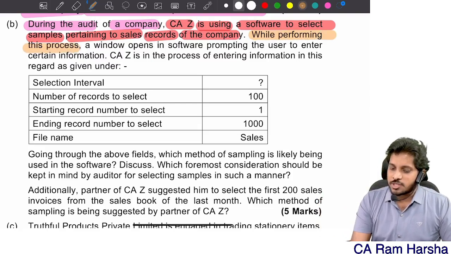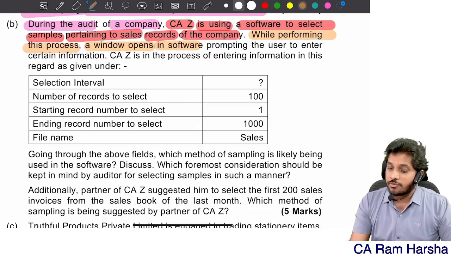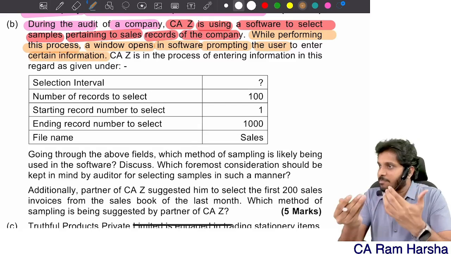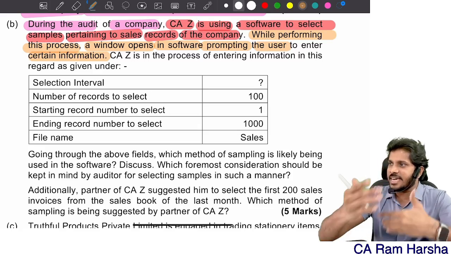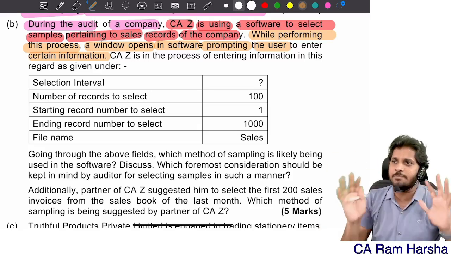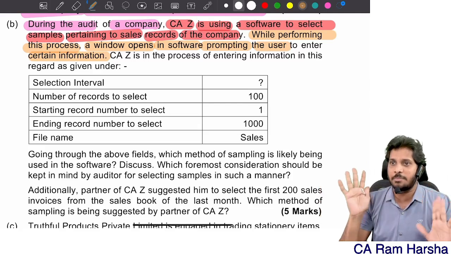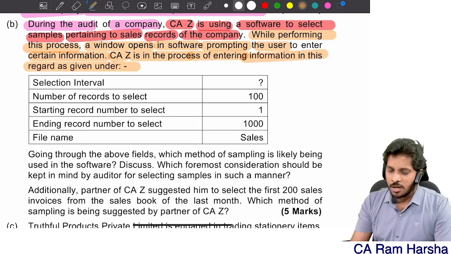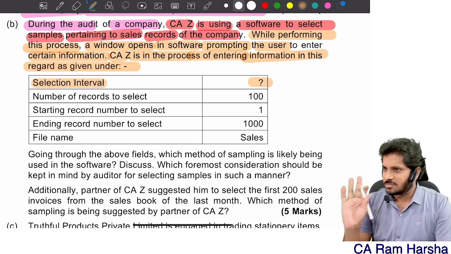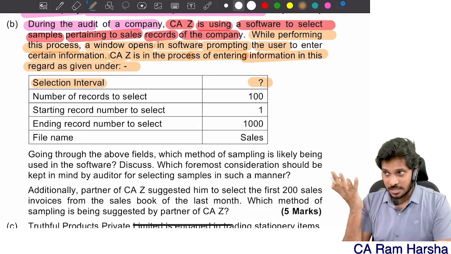While performing this process, a window opens in the software prompting the user to enter certain information. When I have to apply the sampling method, some window pops up where I have to enter some information. If I key in my requirement, then the process will be executed. CSZ is in the process of entering information in this regard as given under. Selection interval, this is something that we need to select.